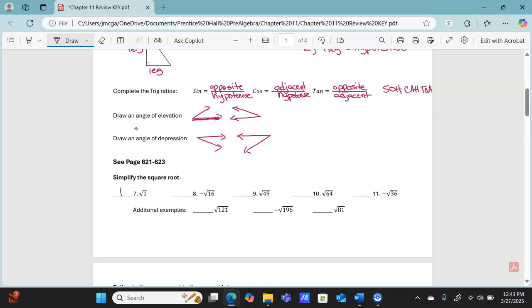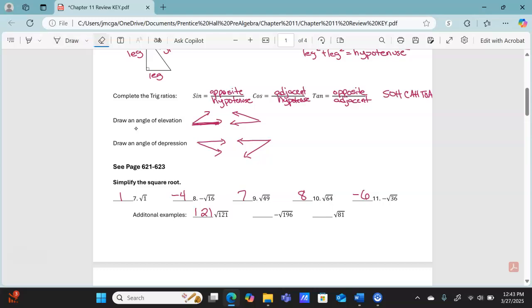The square root of 1 is 1. This would be -4. This is 7. This is 8. -6, because we take the square root and then make it negative. 121. Oops. 11. Because 11 squared is 121. 196, that would be -14, and this would be 9.